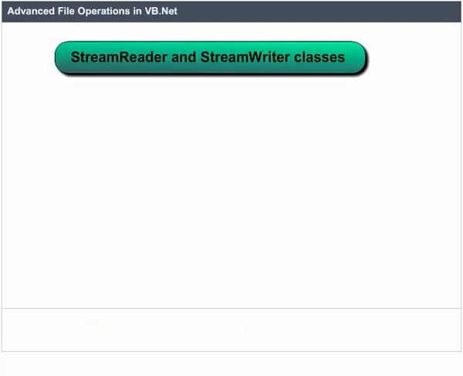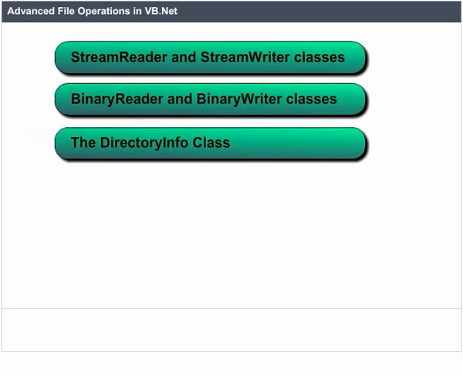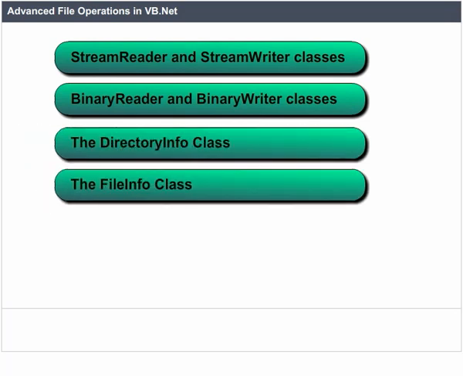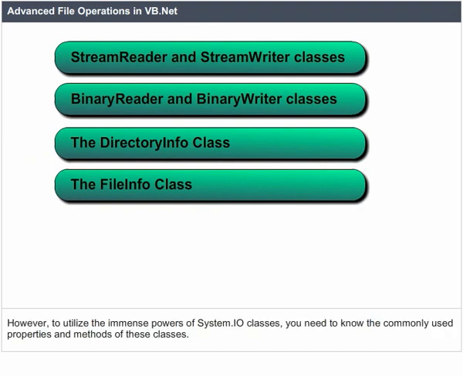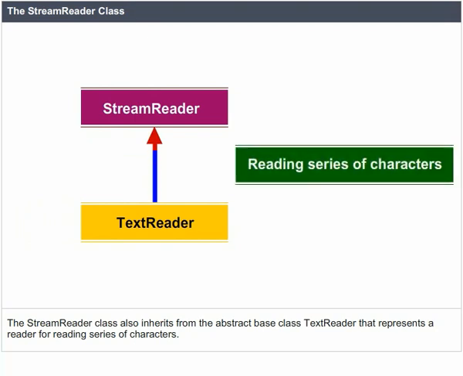Advanced file operations in VB.NET: StreamReader and StreamWriter classes, BinaryReader and BinaryWriter classes, the DirectoryInfo class, the FileInfo class. However, to utilize the immense powers of System.io classes, you need to know the commonly used properties and methods of these classes. The StreamReader class. The StreamReader class also inherits from the abstract base class TextReader that represents a reader for reading a series of characters.